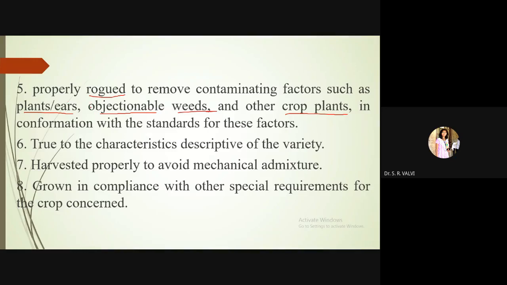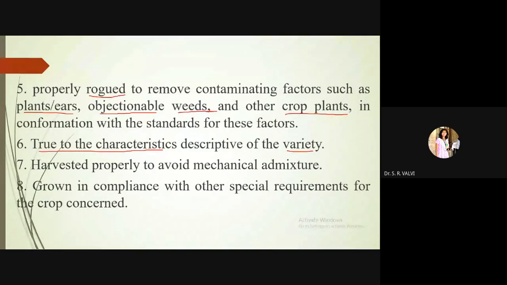for field inspection. Then you have to confirm that the particular variety is true to its characteristics. The particular variety for which you are making the field inspection should show its true characteristics. Suppose you purchased one variety and you are going to inspect another variety; that should not happen. So the variety showing true characteristics is again a main point of field inspection.